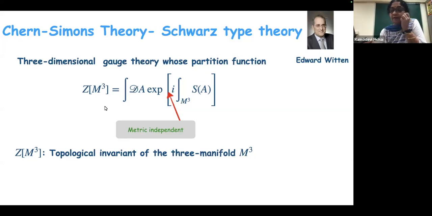Okay, formally I have written Z of M3, but if you could compute this Z of M3, this will capture the topological information about the three-manifold M3. So this M3, as I said, all these theories are valid in 3 dimensions, and this action which we are taking has to be integrated over the 3-manifold.